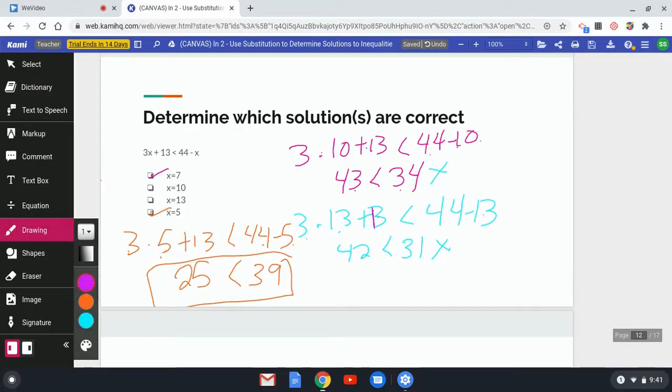I just realized I made a mistake over here. I should have added 13, not 3. So 3 times 13 is 39, right? Plus 13 more would be 52. Still does not make it true, right?